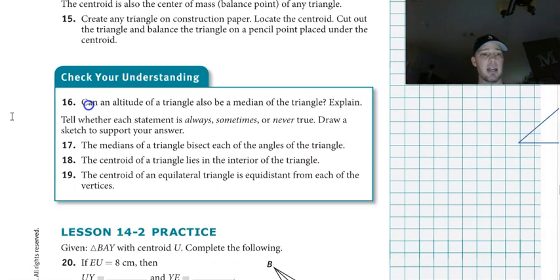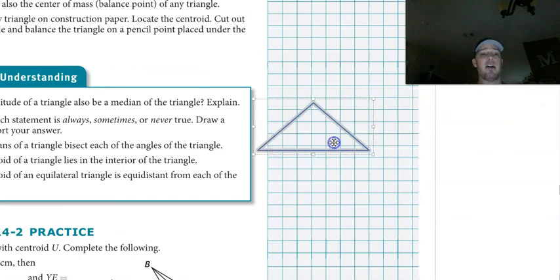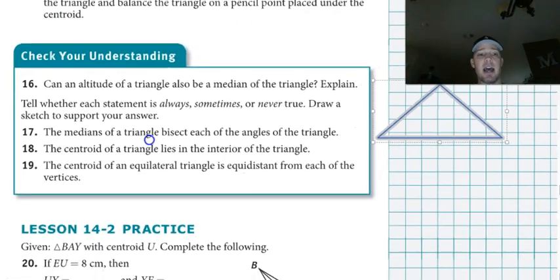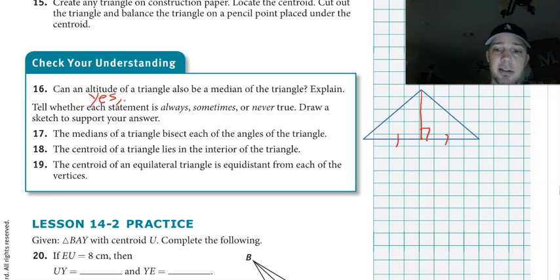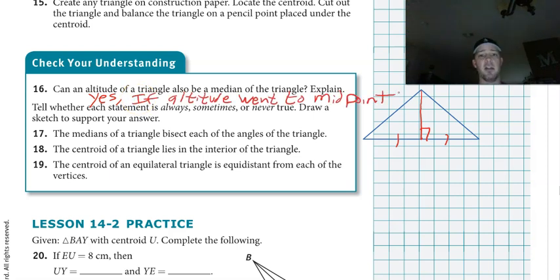Can an altitude of a triangle also be a median of a triangle? To be an altitude, it goes from a vertex and has to be perpendicular. To be a median, it needs to go from a vertex to the midpoint of an opposite side. So if an altitude goes to a midpoint, then it would be a median. And when can that happen? Well, if we have an isosceles triangle, then the altitude, if I drew perpendicular to the side right here, would go to the midpoint of that side. So conveniently, yes, it could be. Yes, if the altitude went to a midpoint, then it would be.